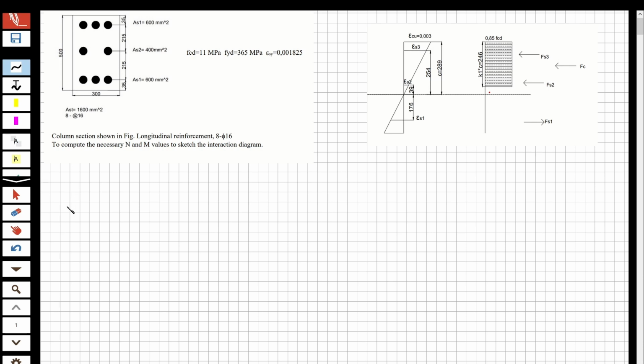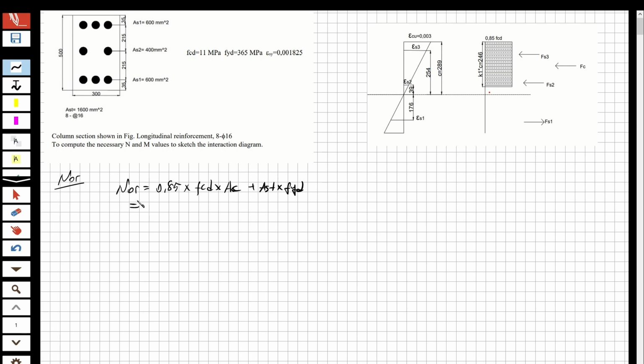So now let's solve the question. First, I'm going to specify the pure axial force, and it is called N0. It's going to be calculated as 0.85 multiplied by the design strength of concrete, multiplied by the area of the section, plus the total area of the steel multiplied by the design strength of steel.